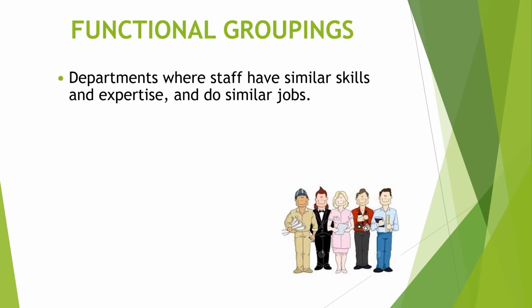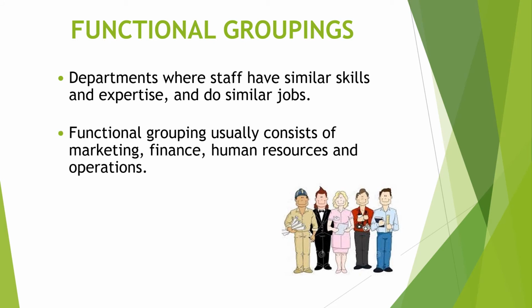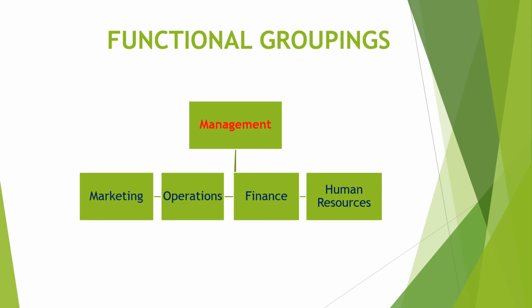Functional groupings are where you have departments where staff have similar skills and expertise and they do similar jobs. So you've got marketing, you've got operations, you've got HR, you've got finance. If you look at the school again, all of our departments are split up according to the different subjects that they teach, and that makes them a functional grouping. So the staff and the activities are grouped according to the function, and once again we've mentioned some of these different groupings that can be used here in the normal organisation.